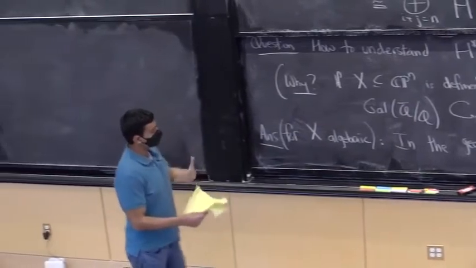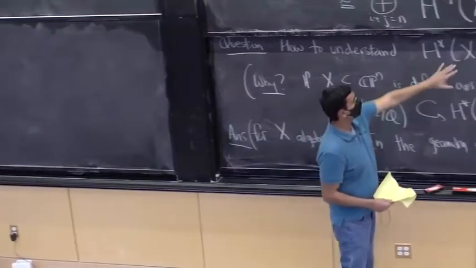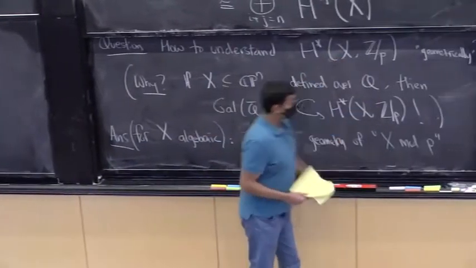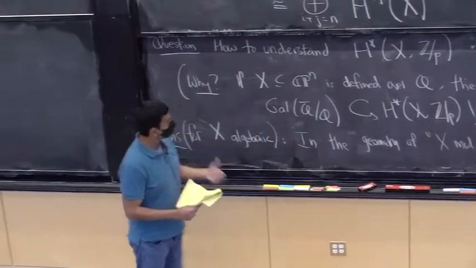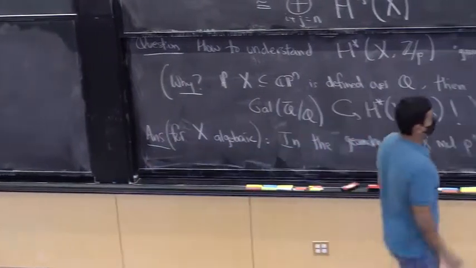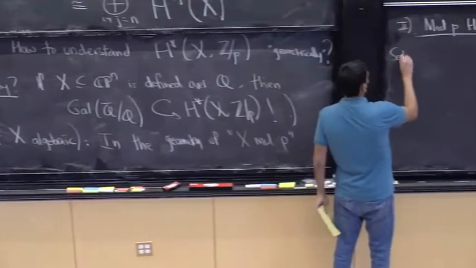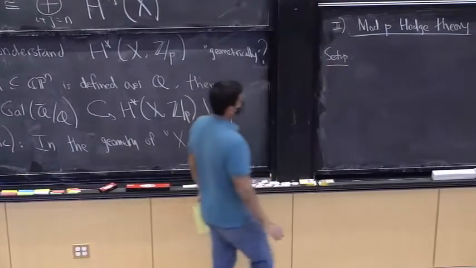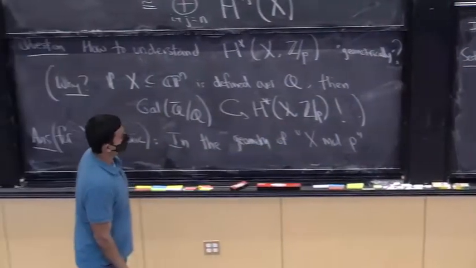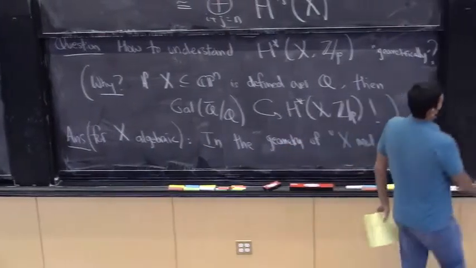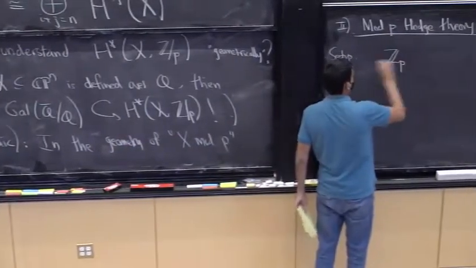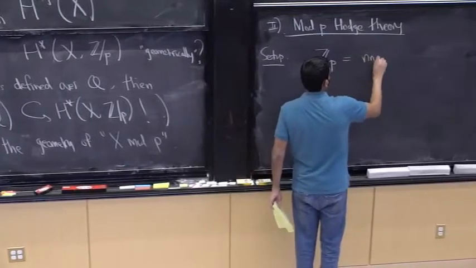So at the end of the day, you want to study some complex manifold. But you also want to be able to reduce it mod p, and there's a standard mechanism for doing this, which is provided by the p-adic numbers. And so let me just very briefly introduce the setup. So Z_p is a notation for the ring of p-adic integers.